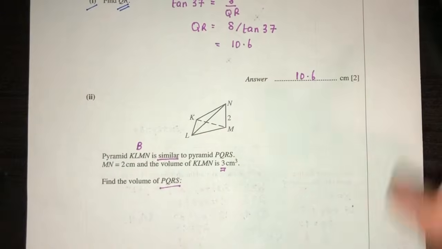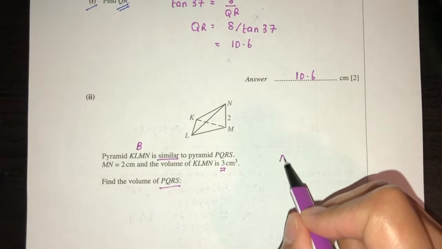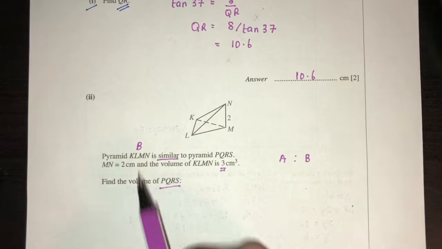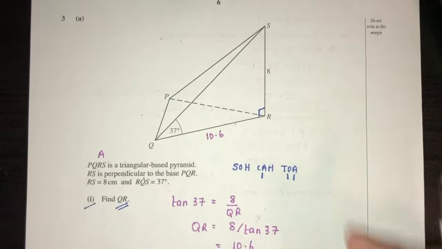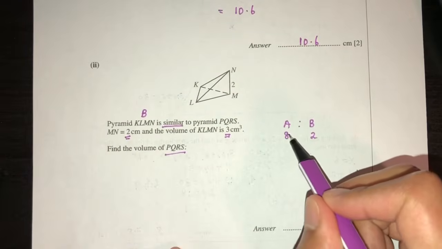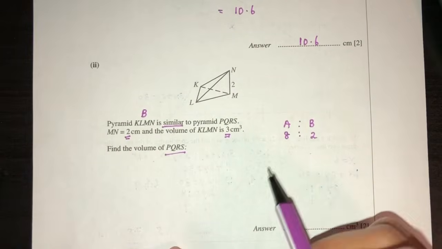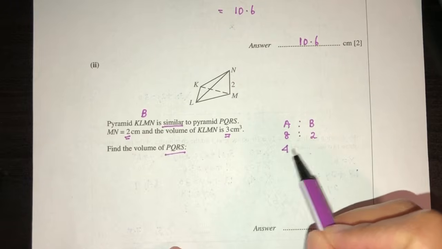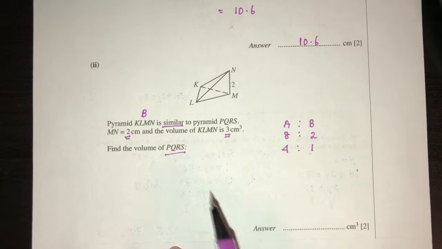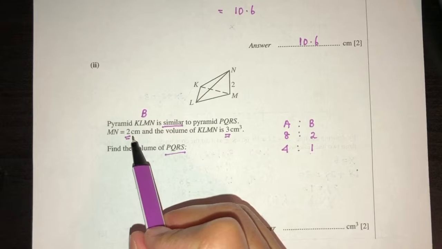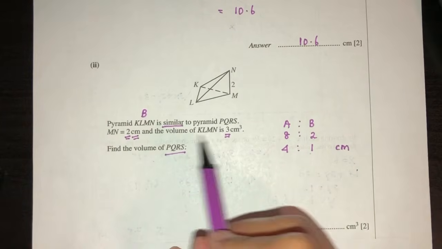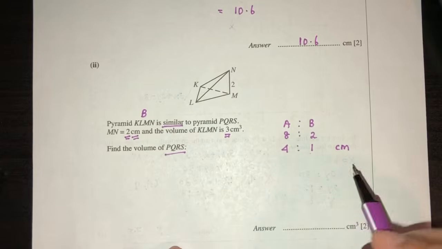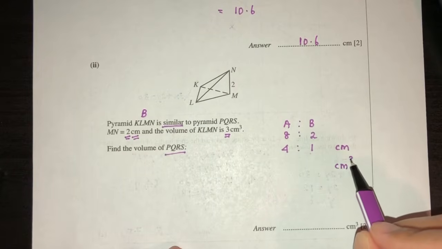So the ratio of the corresponding sides has been given to you as, if you see, B is 2 for this length, and A for this length it is 8. So let's write down 8. The ratio is 8 to 2. Now we can simplify by dividing by 2. You will have 4 to 1. Now remember, the length is measured in centimeter. You will write centimeter, but volume is measured in centimeter cube. So write down centimeter cube.